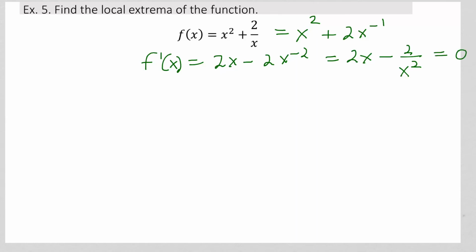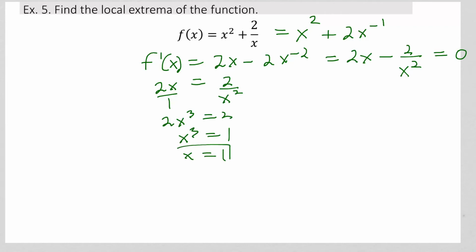So we'll have 2x is equal to 2 over x squared. So that's 2x cubed is equal to 2, x cubed is equal to 1, or x is equal to 1. So we have a critical value here.